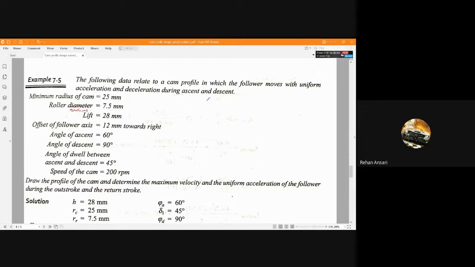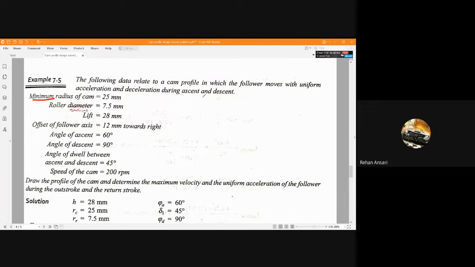In this question, this radius of cam will be given. This is not the maximum radius, this is the minimum radius of cam. That means the minimum radius will be given so that you can get the initial idea about the base circle of the cam.